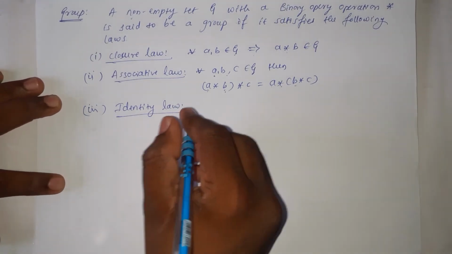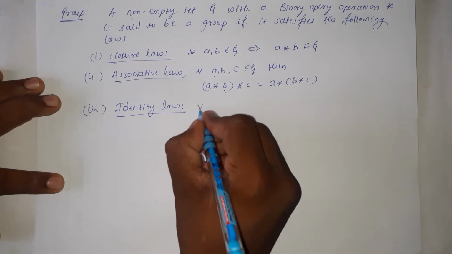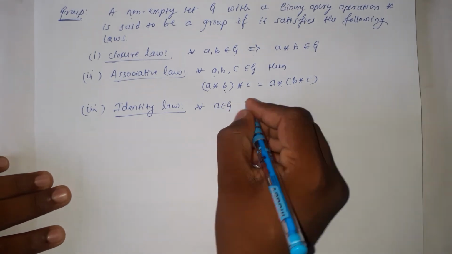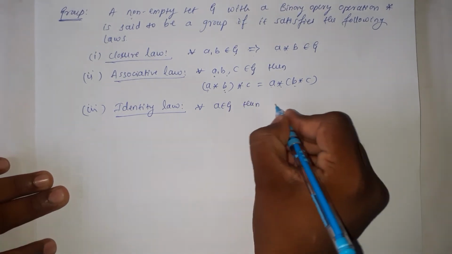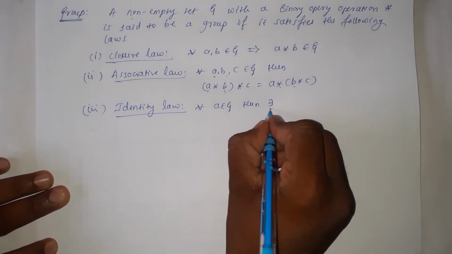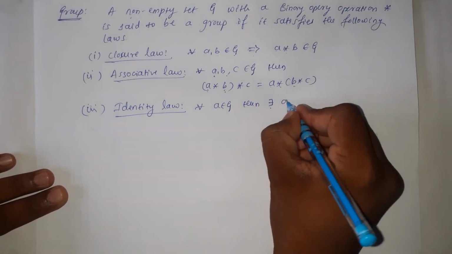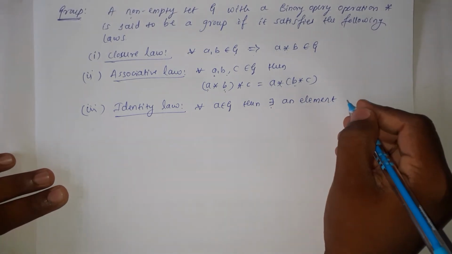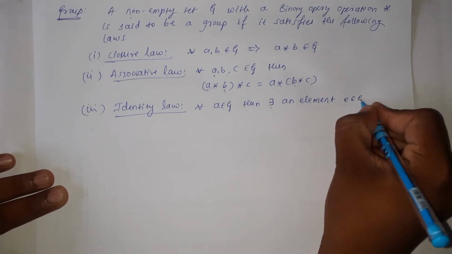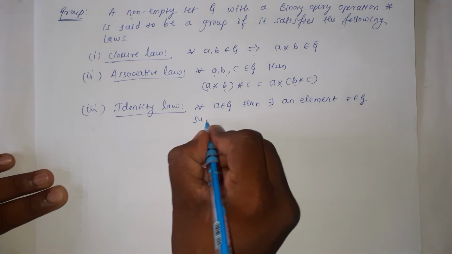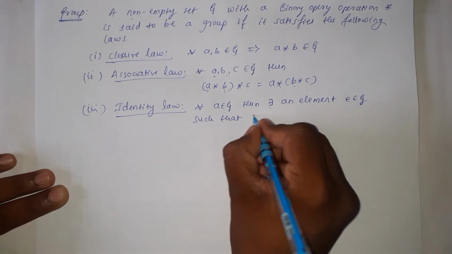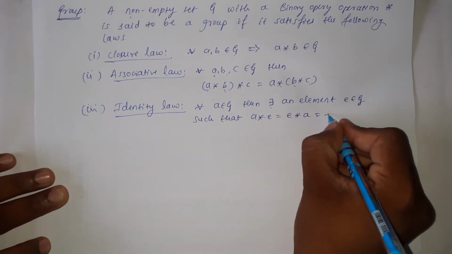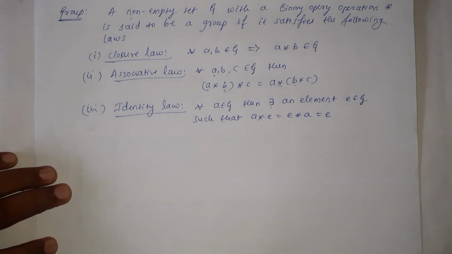Identity law. Here the statement is: for all a belongs to G, there exists an element e belongs to G such that a star e is equal to e star a is equal to e. So, here it is the statement for identity law.